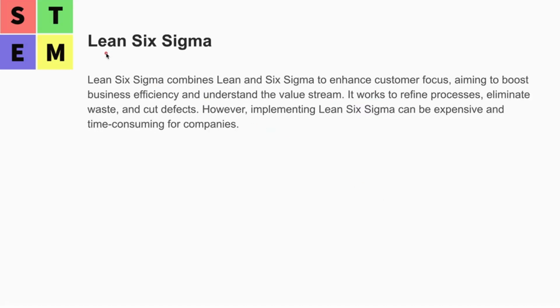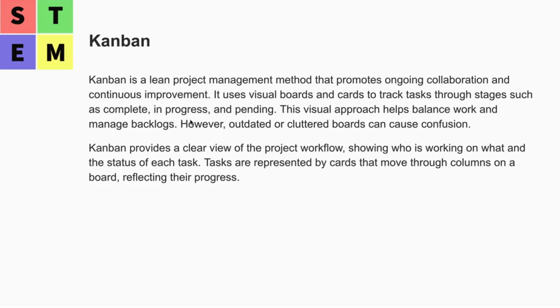And Lean Six Sigma is just a combination of Lean and Six Sigma to enhance customer focus, aiming to boost business efficiency and improve value stream. It works to refine processes, eliminate waste, and cut defects. So it's a combination of the good sides of both Lean and Six Sigma, to try to improve both methodologies.